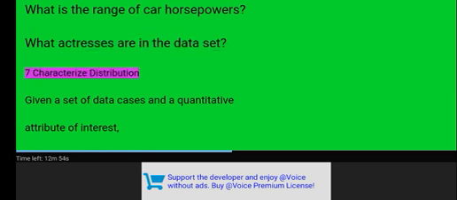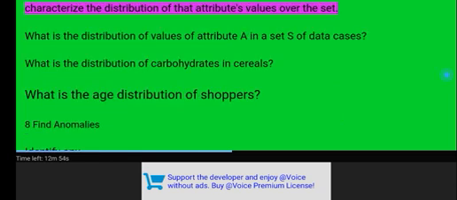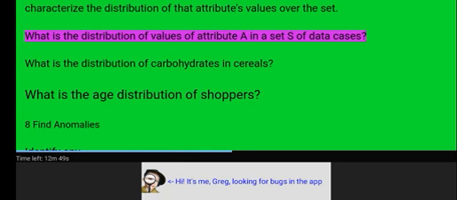7. Characterize distribution. Given a set of data cases and a quantitative attribute of interest, characterize the distribution of that attribute's values over the set. What is the distribution of values of attribute A in a set S of data cases? What is the distribution of carbohydrates in cereals? What is the age distribution of shoppers?